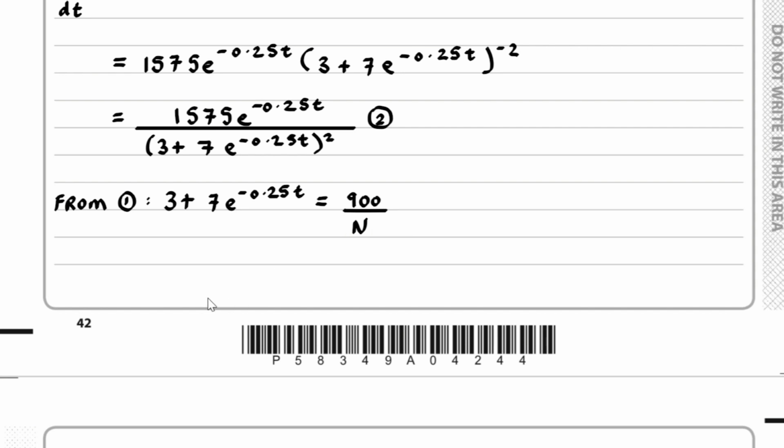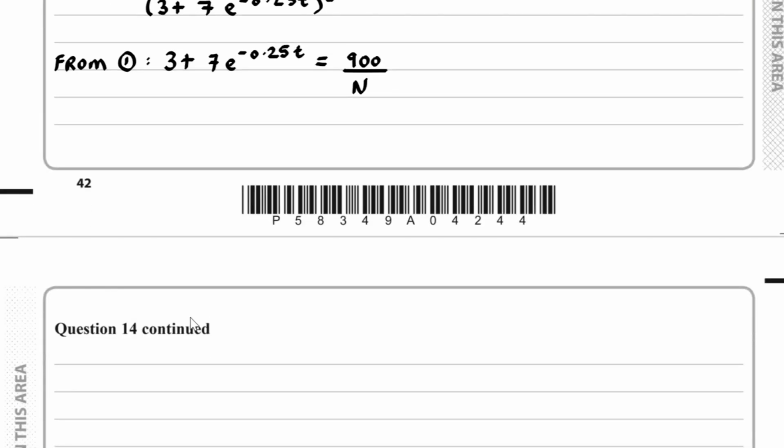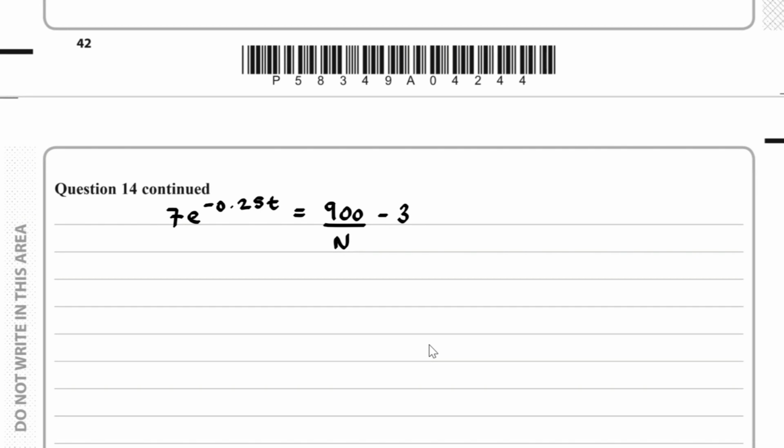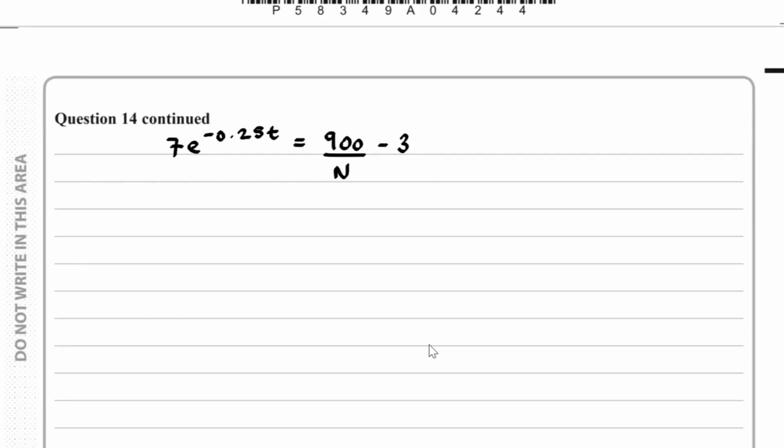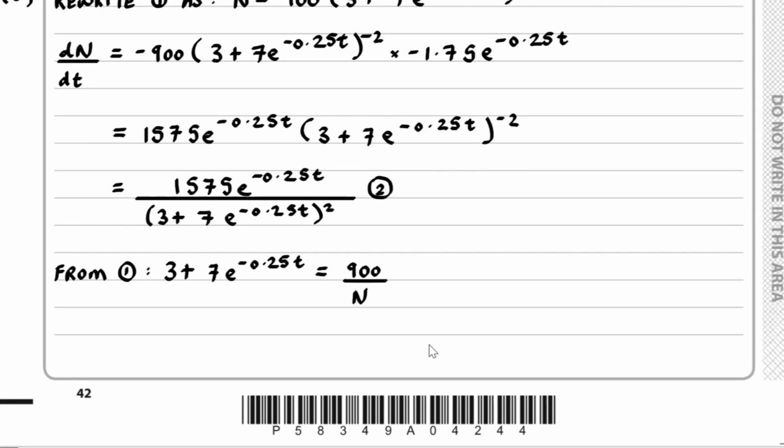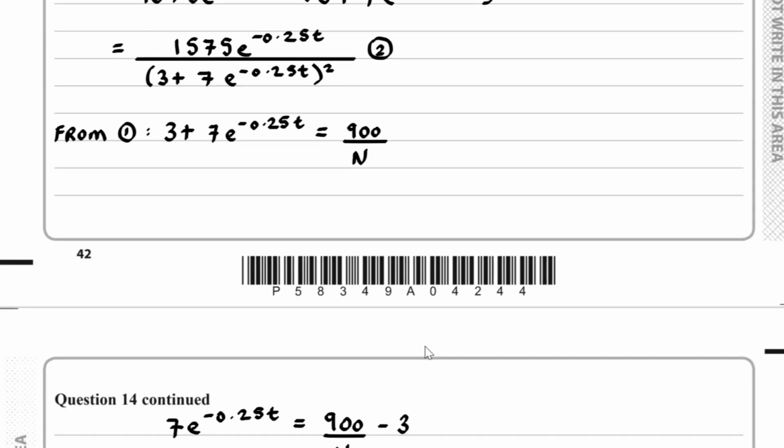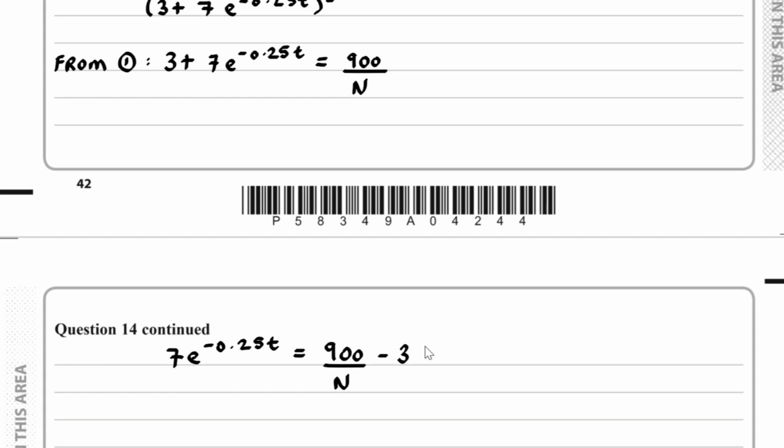And so, therefore, 7e to the minus 0.25t is equal to 900 over n, subtract 3, and we will leave that as it is. We'll call this equation 3.